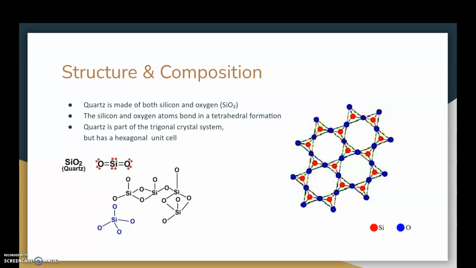For the structure and composition, quartz is made of both silicon and oxygen. The silicon and oxygen atoms bond in a tetrahedral formation. Quartz is part of the trigonal crystal system but has a hexagonal unit cell.